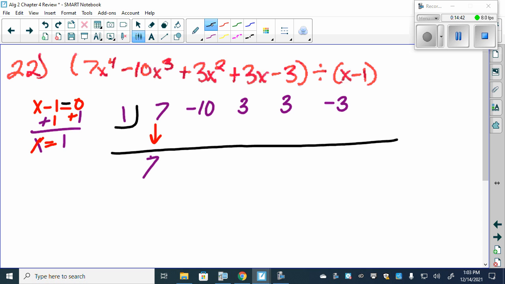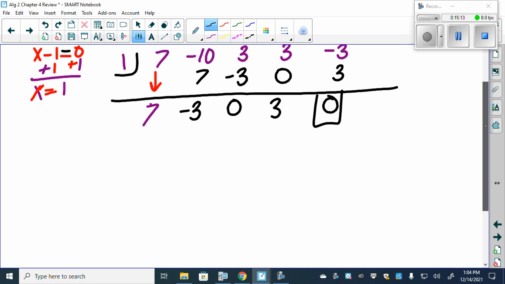And now we're going to multiply. So 1 times 7 gives us 7. Negative 10 plus 7 is negative 3. 1 times negative 3 is negative 3. 3 plus negative 3 is 0. 1 times 0 is 0, 3 plus 0 is 3, 1 times 3 is 3, and negative 3 plus 3 is 0. So the 0 would be the remainder.